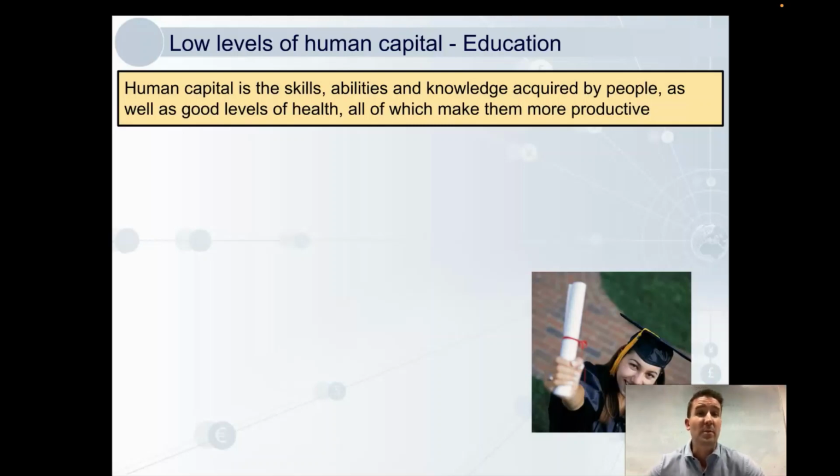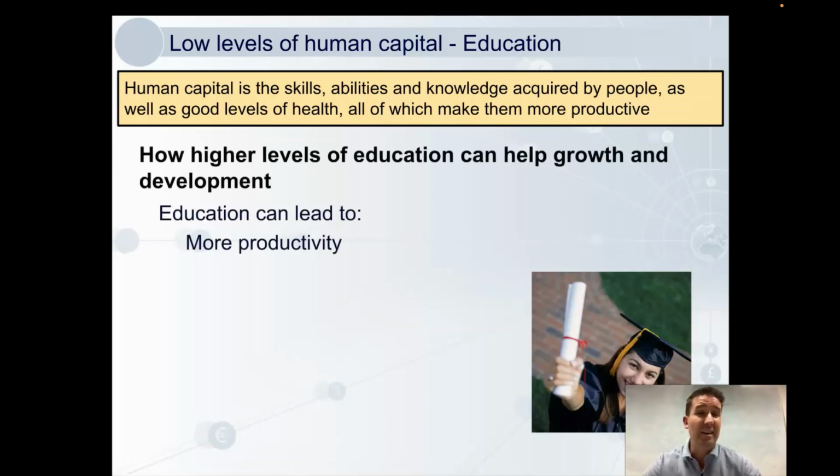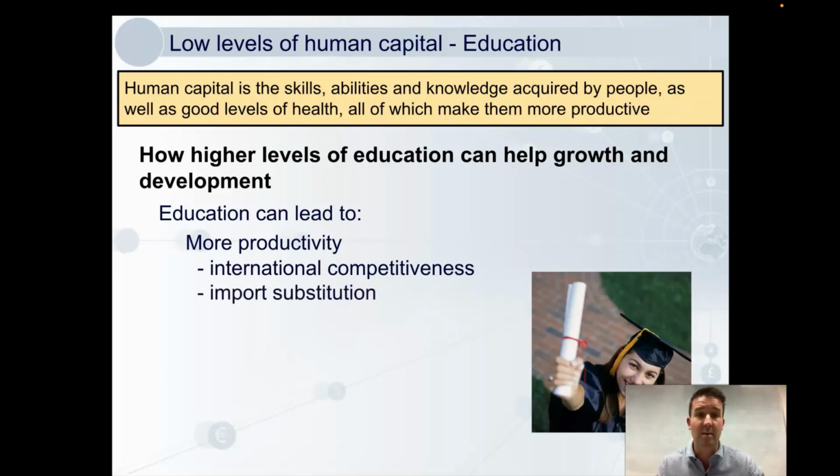We've got low levels of human capital, so education. We've talked about human capital a little bit. That's a definition there. How can education help growth and development? It can lead to more productivity, higher quality of resources. That can lead to international competitiveness, so we can sell more exports, right? Bring in money that way.